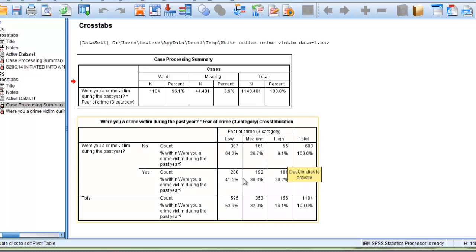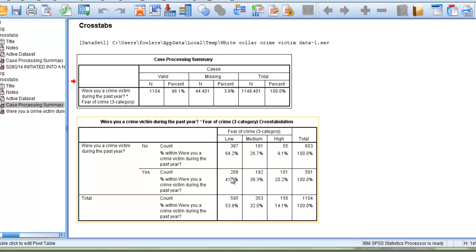So there appears to be a difference. Even though there's not a diagonal, you could reasonably say, because people who were victims of crime have a higher percentage in the high fear group by 10% and have a lower percentage in the low fear group by over 20%, you can reasonably believe that your hypothesis, being a victim of crime will lead someone to be more fearful, can be supported in this instance.